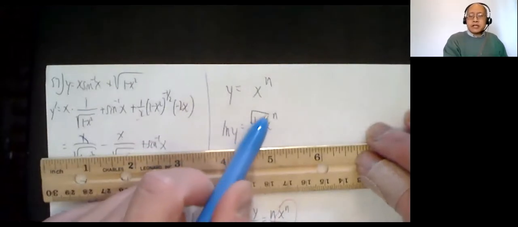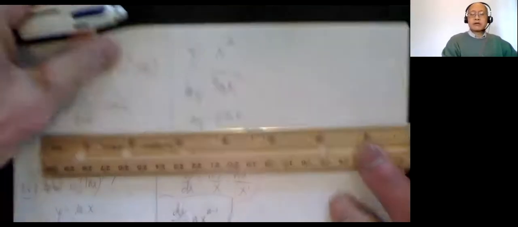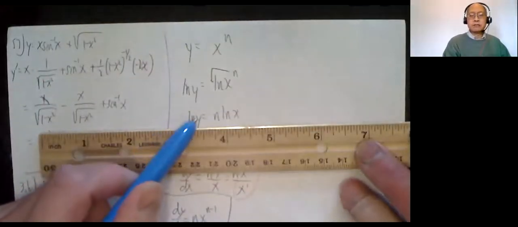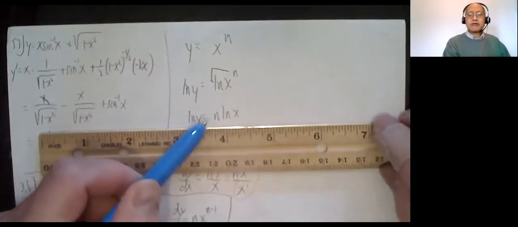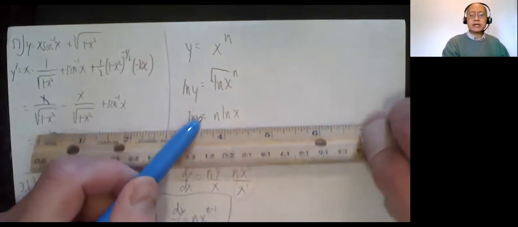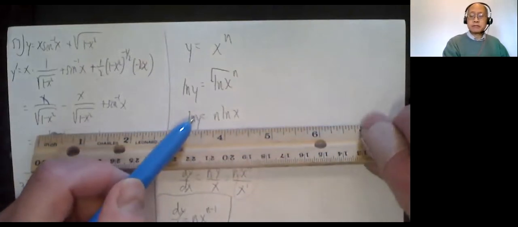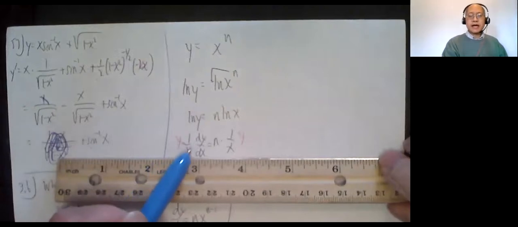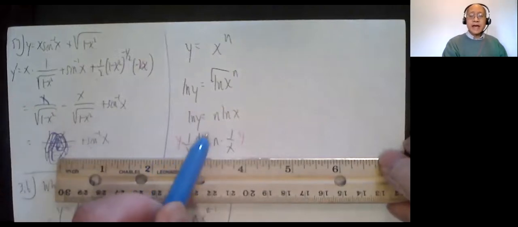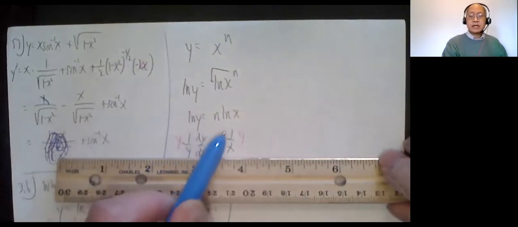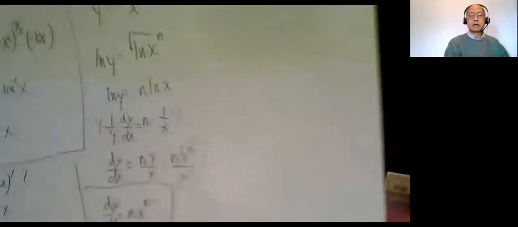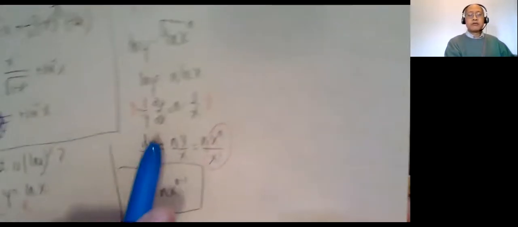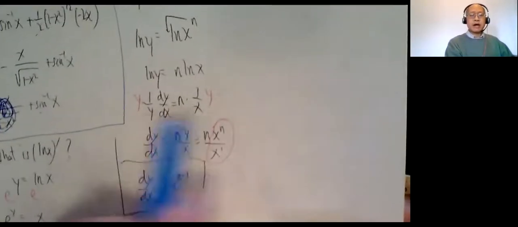Okay, a property of log says I can bring the n down in front. So ln y equals n ln x. I now differentiate implicitly on both sides. This implicit differentiation is a common theme here. So 1 over y dy/dx equals n is a constant, so n times 1 over x. Solve for dy/dx, multiply both sides by y.